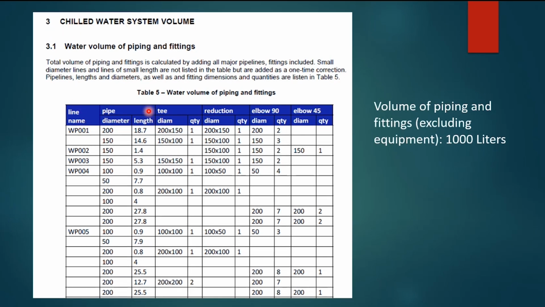Here what we have to do is give all the line numbers, their diameter, length, all the connections, fittings, everything, like tees, reductions, elbows. So we have to give everything as input and calculate the volume using a simple formula. Once we do, we will understand the total volume of piping and fittings, how much it is coming, excluding equipment. Say for example, it is 1000 liters.